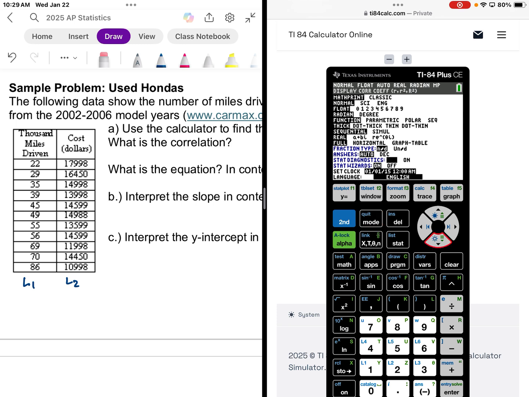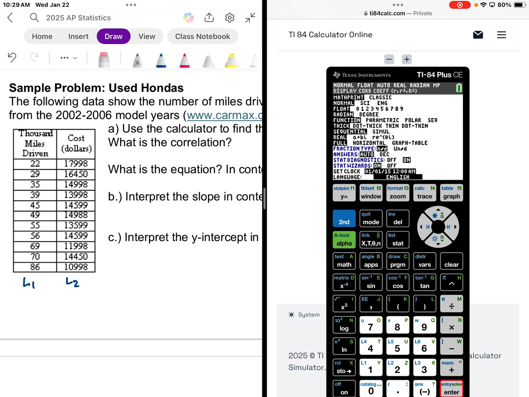Whenever you reset a calculator, it's always defaulted to off. So we need to make sure the stat diagnostic is turned on. Again, that'll allow us to see the R value and the R squared value, so we don't have to calculate it by hand like we saw yesterday.